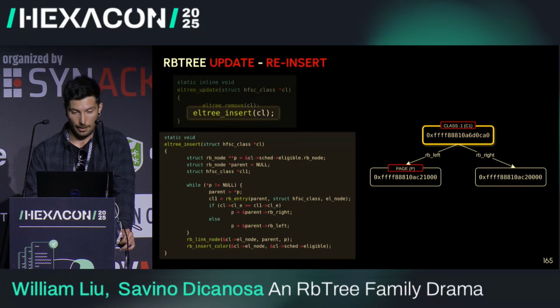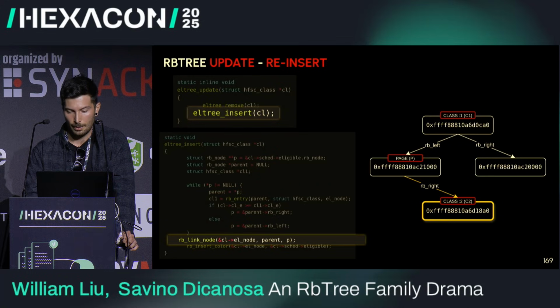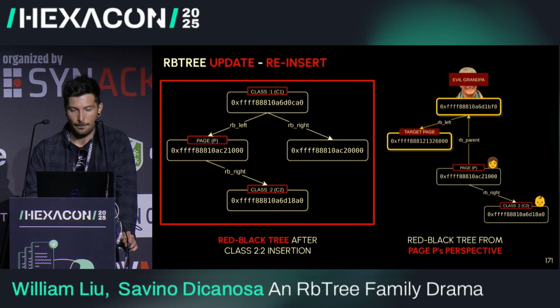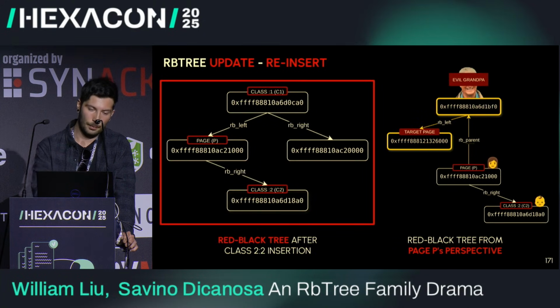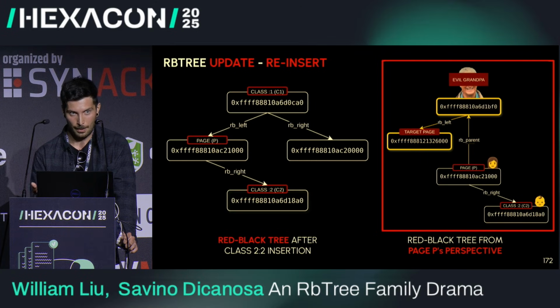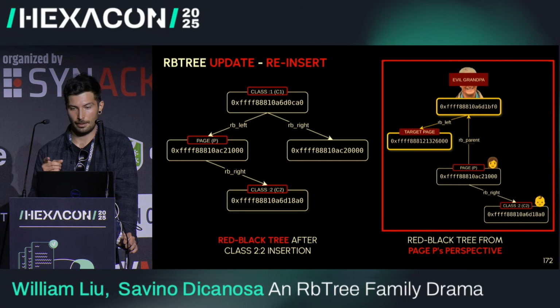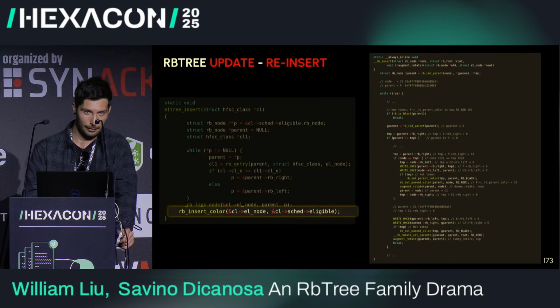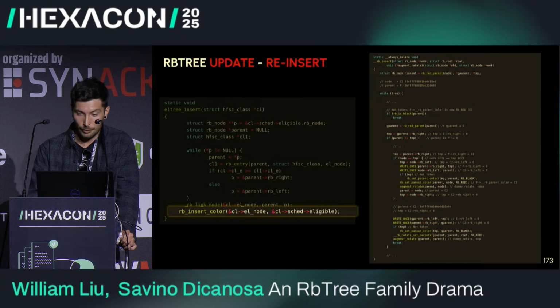Now the kernel, the same class is inserted again, and this part is identical to what we have seen before. So it takes the right path, node is inserted, but now something has changed. Because if you look at the tree from the class 1 perspective, the tree is always the same. But if we look at the tree from the page P's perspective, we just modify its parent. Now it's evil grandpa. And the last bit is 0. And this means this is considered a red node. So unfortunately for us, the tree now has to rebalance itself.